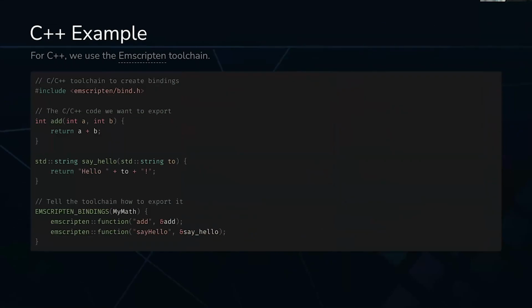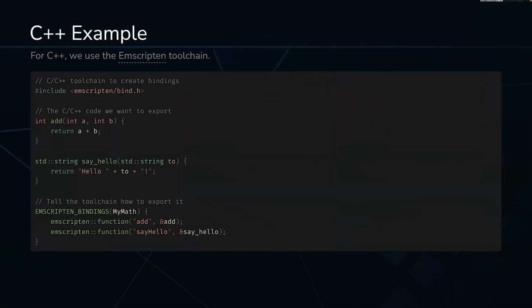So this is an example of some C++ code using Emscripten. And Emscripten is the oldest toolchain I know of. It was made in 2011 was its first release. So it is definitely old in the web world. It is older than Webpack by several years.